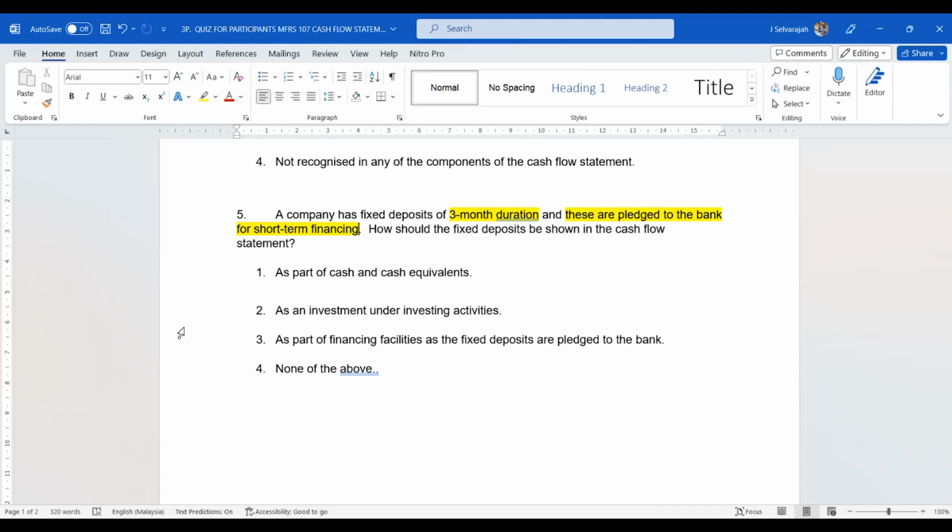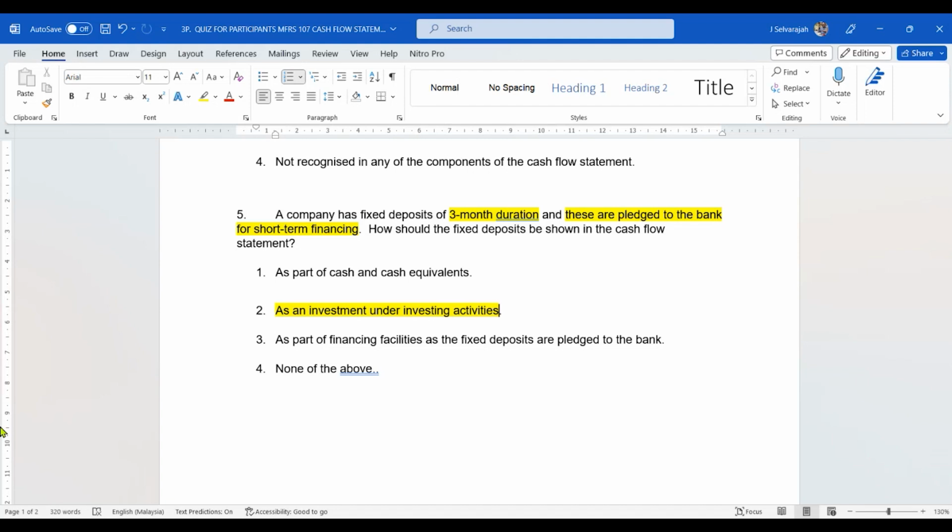Rather, it is an investment. This is actually an investment under investing activity. So you pledge it, actually you put the money in your investment and earn interest for a period of time at different rates of interest. Interesting. So the answer to the question, really, is number 2.